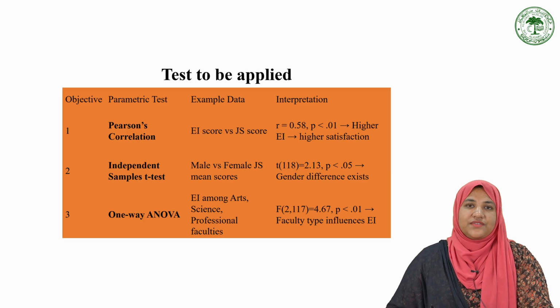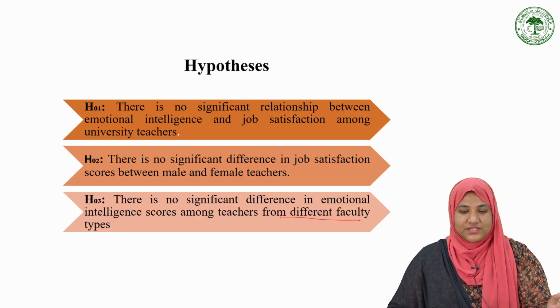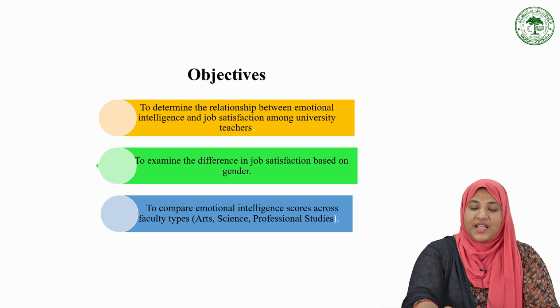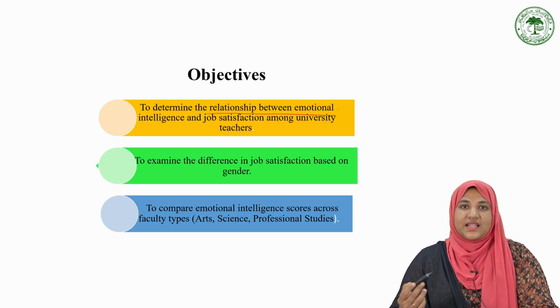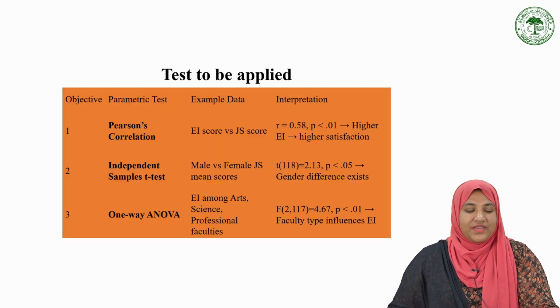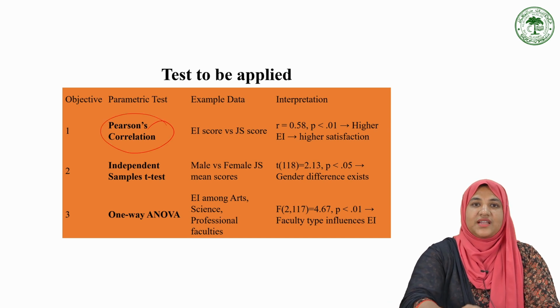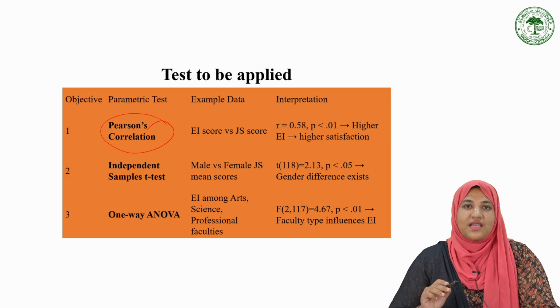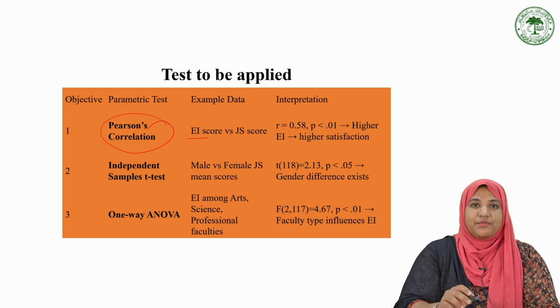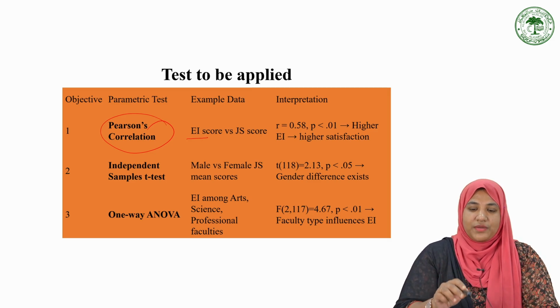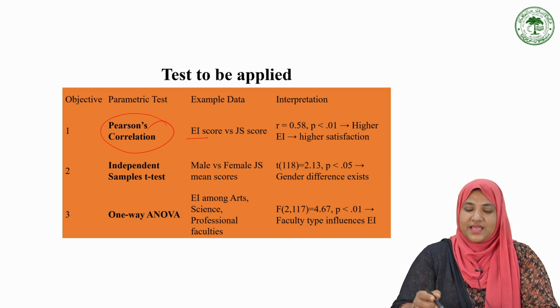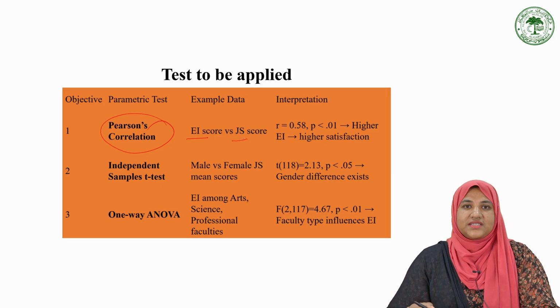So here, as far as the first objective is concerned, what was our first objective? To determine the relationship between emotional intelligence and job satisfaction among university teachers. Here we have used Pearson's correlation as the test. We have used this parametric test, Pearson's correlation, in order to find out the relationship between the job satisfaction level and also the emotional intelligence. So here, sample data, we have taken the score of emotional intelligence, abbreviated as EI, and job satisfaction, abbreviated as JS.